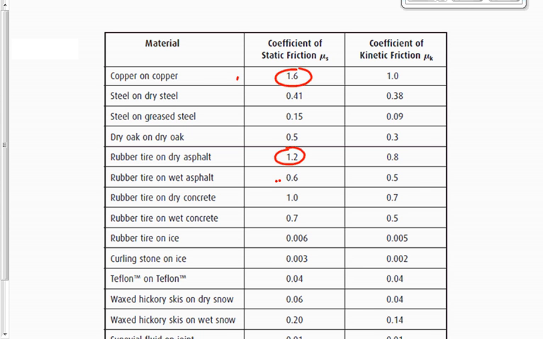Take a look at the coefficients of kinetic friction. Look at them. They're all lower than the coefficient of static friction. It doesn't mean that kinetic friction will be lower than a particular force of static friction. It just means that it'll be lower than the maximum force of static friction, that's all. Make sense?